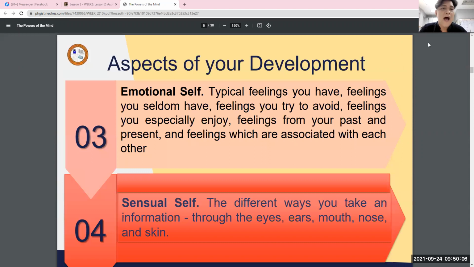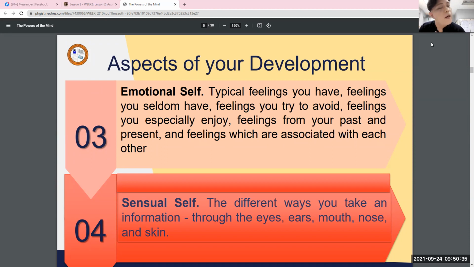Okay, another aspect of your development is the emotional self. So emotional, these are the typical feelings that you had. Feelings that you are seldom, feelings that you feel that you are avoided person. Ito yung feeling mo na parang ina-avoid ka ng mga taong nasa paligid mo, walang nakikisalamuha sa iyo. You feel that you are alone. Ayan, so that is emotional self.